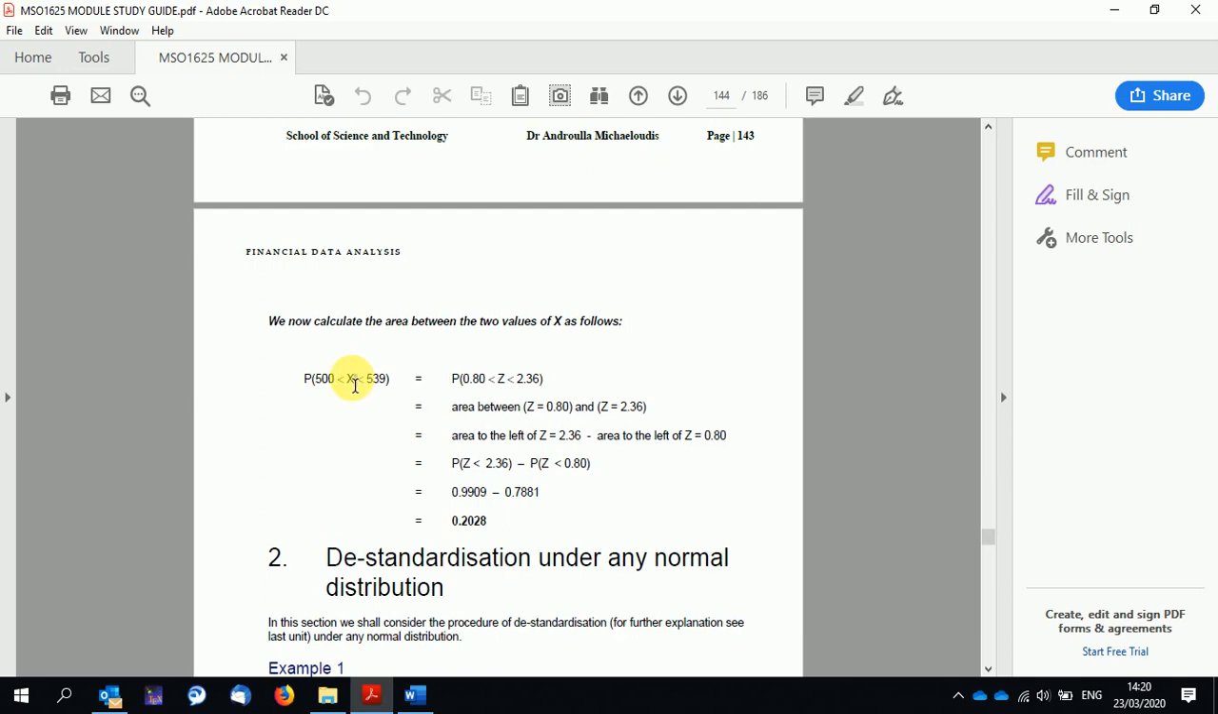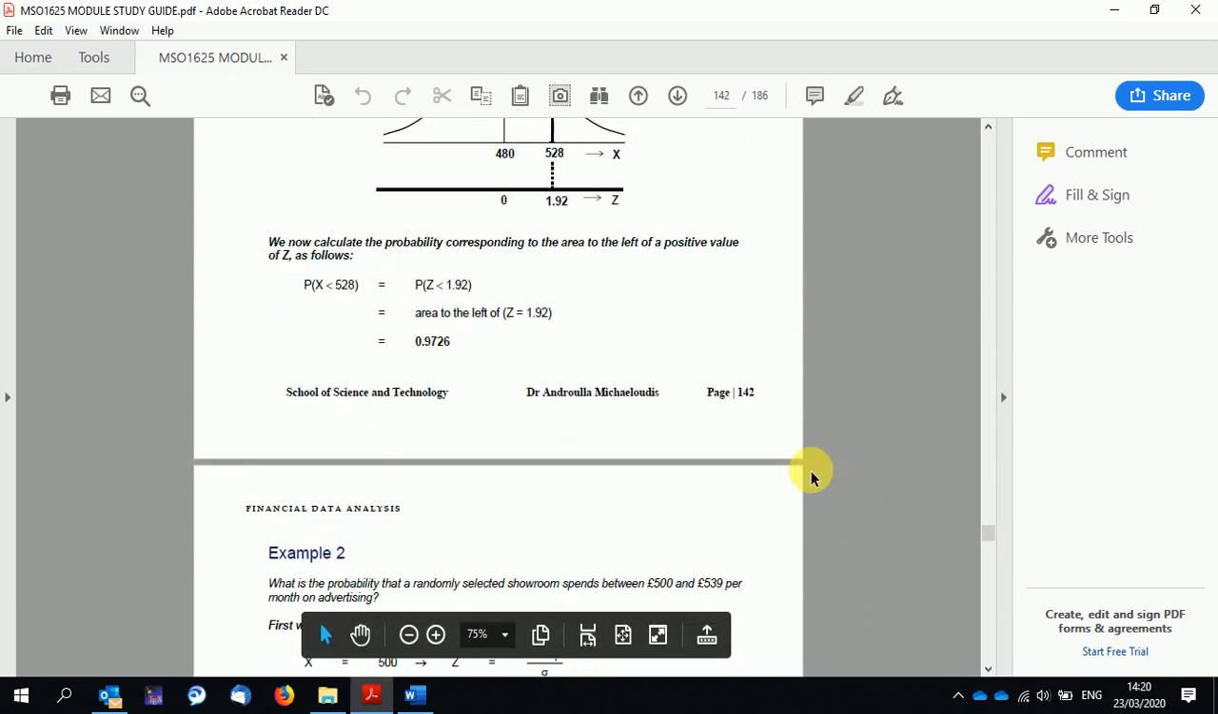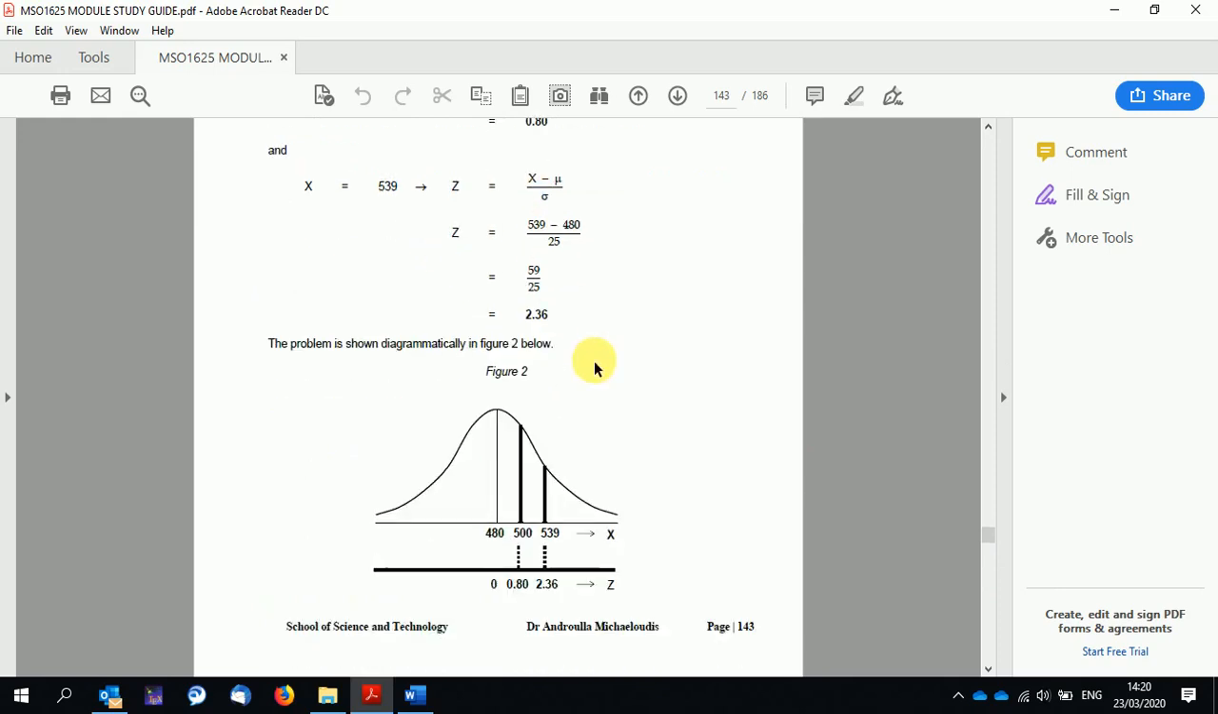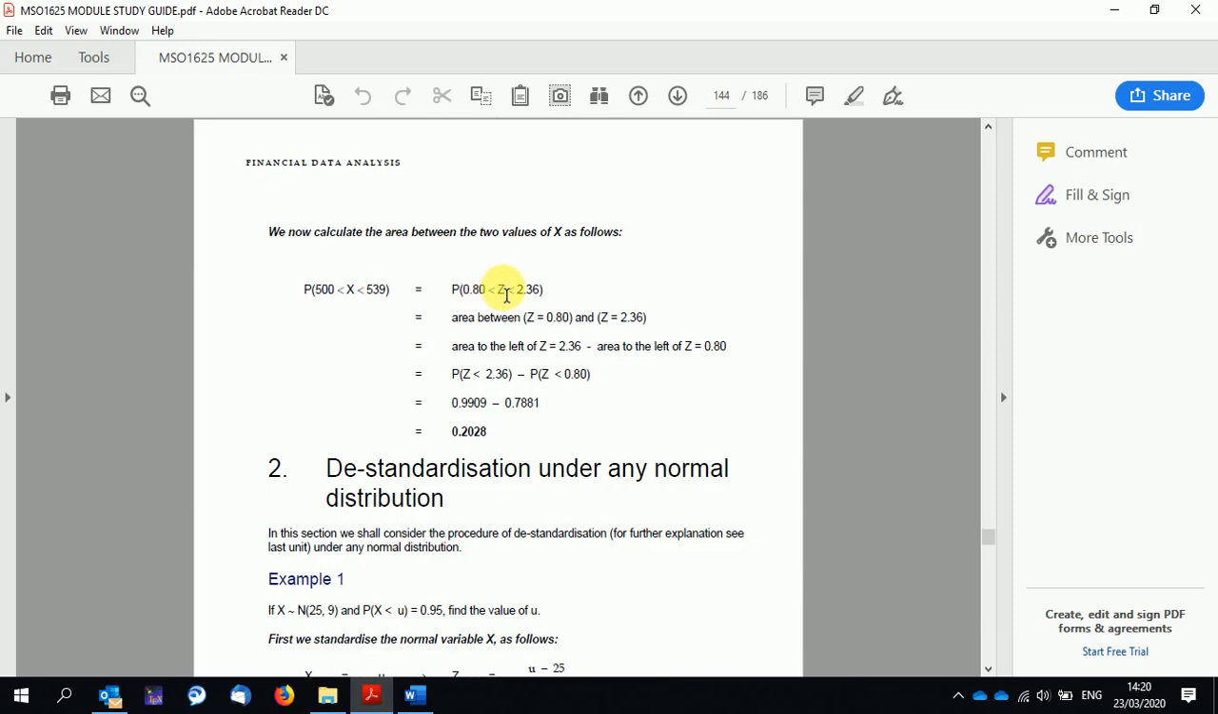Let's start with the x. X minus mu divided by sigma will give you z always. I repeat, x minus mu divided by sigma here. That should give you z, right? So I've got my z. 500 minus 480 divided by 25 should give you 0.80. 539 minus 480 and the answer divided by 25, that should give you 2.36.